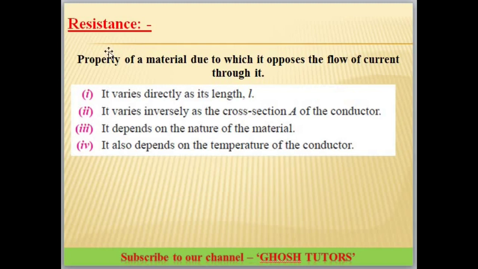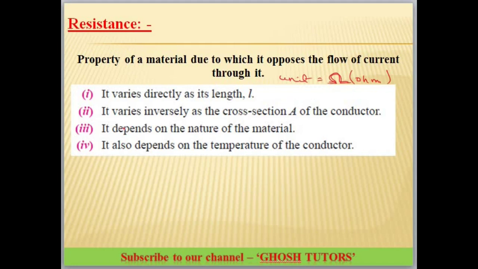Resistance. What is the resistance? Resistance is the property of a material due to which it opposes the flow of current through it. किसी भी ऑब्जेक्ट का वो प्रॉपर्टी जिसके कारण वो खुद से करंट फ्लो होने में अपोज करता है. It will oppose the current to flow through it. That property is called resistance. What is the unit of resistance? Its unit is ohm, and symbol is like this.